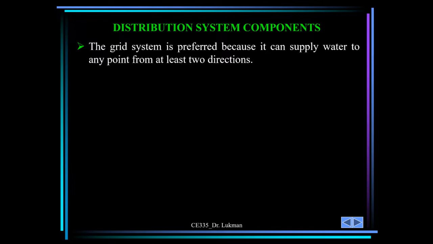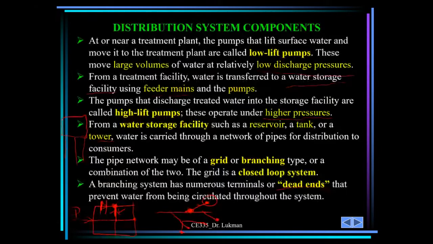The grid system is preferred because it can supply water to any point from at least two directions. You can see exactly what I was mentioning. But of course, you can see that the grid network is more expensive because you'll have many pipes. The branch network may be less expensive. But again, sometimes it depends.